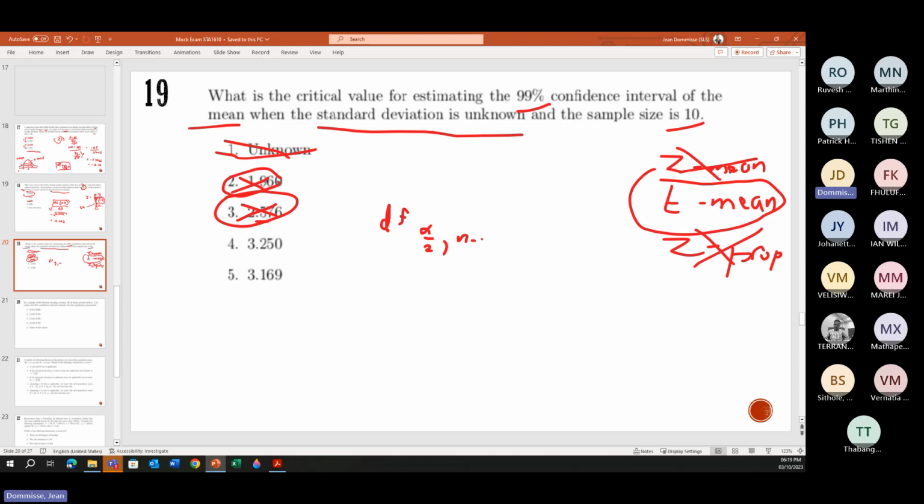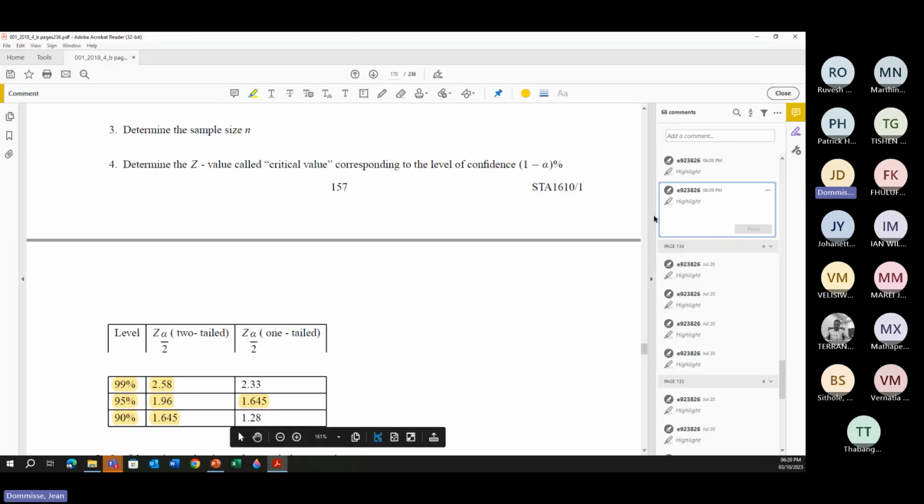And what is it? N minus 1. So we're sitting with n minus 1 is 9. We will go now to the table. Remember 0.01 divided by 2 is 0.005. So 0.005 and 9. Okay, so let's go to where was it? T.